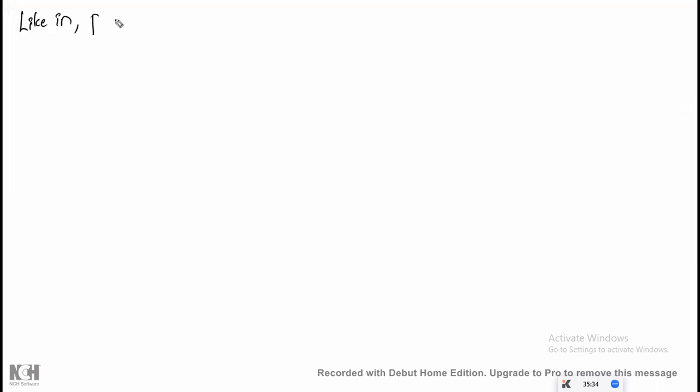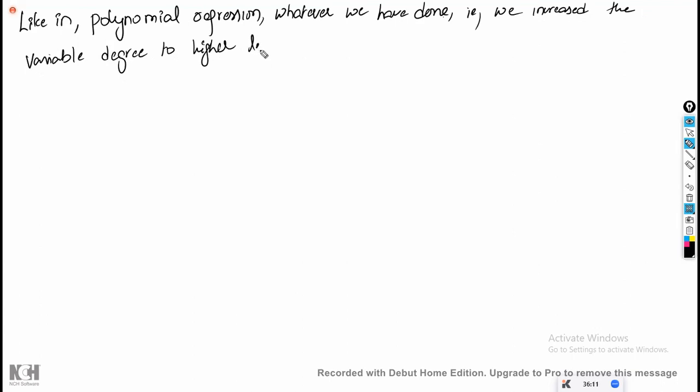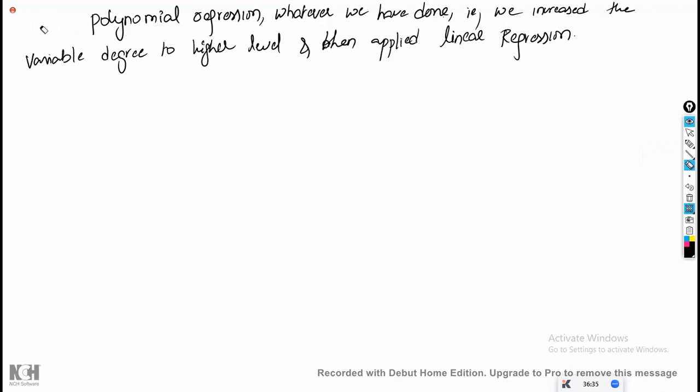Like in polynomial regression, whatever we have done, we increased the variable degree to a higher level and then applied linear regression over that.